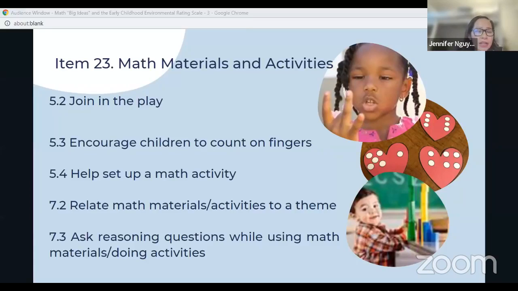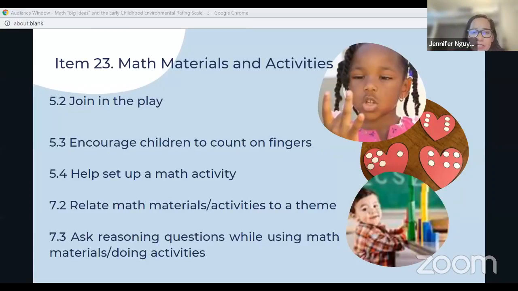So indicator 5.2, they're looking for the teachers to actually join in the play. So if a child brings the balance out and starts working it, they want to observe in their 3-hour observation that the teacher goes to the child and says, wow, you chose to use the balance today. Let's start learning about what materials are heavier, what makes the balance rise, what makes the balance fall.